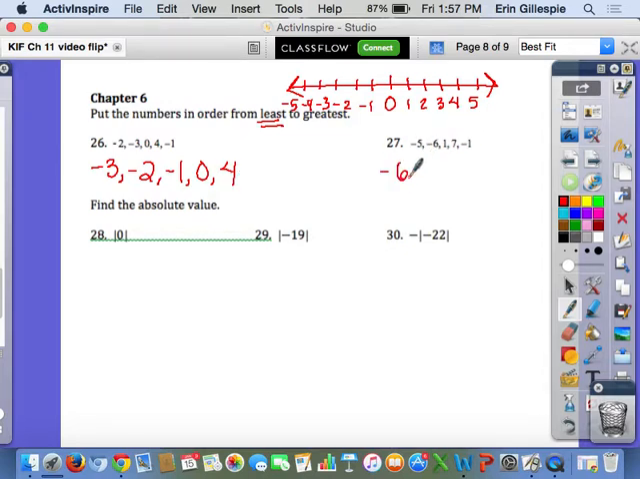Negative 6 would be the biggest, or not the biggest, the smallest. Then negative 5, negative 1, 1, and 7. Next section, find the absolute value.